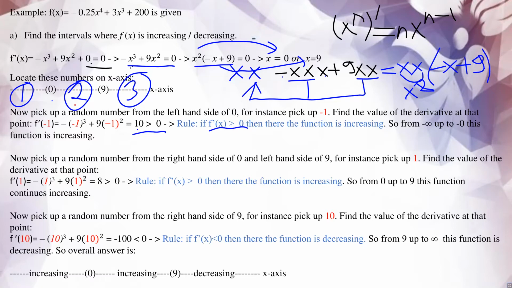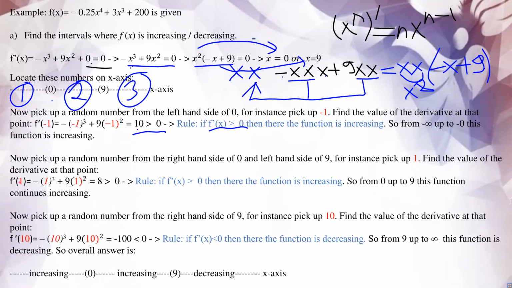Now, from the second interval, let's pick up a random number. Let's pick up, say, 1. Why not? It is there, and it's a simple number to make calculations with. So I pick up 1. Let me do the same things. Just write 1 in the first derivative. And if you write it there, instead of x, -1 cubed plus 9 times 1 squared is 8. If you make the calculation with your calculator, it's 8.